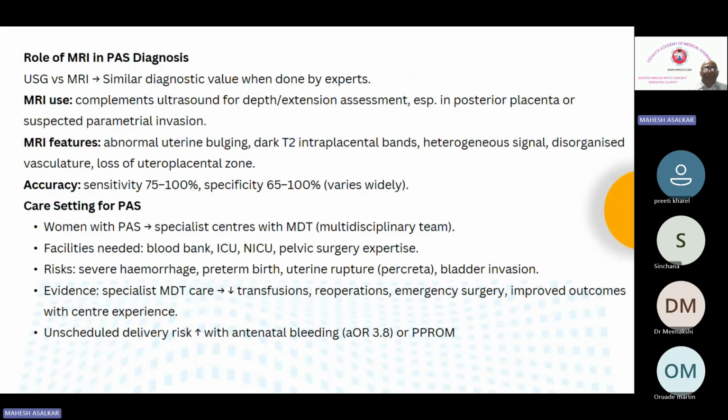The MRI features will be abnormal uterine bulging, dark T2 intraplacental bands, heterogeneous signal, disorganized vasculature, and loss of the uteroplacental zone. Okay, sensitivity is 75 to 100%, specificity is around 65 to 100%. Now, care setting for placenta accreta spectrum: a specialist center with a multidisciplinary team, blood bank, ICU, NICU, pelvic surgery expertise, and management of postpartum hemorrhage. This all we have already discussed. Okay.